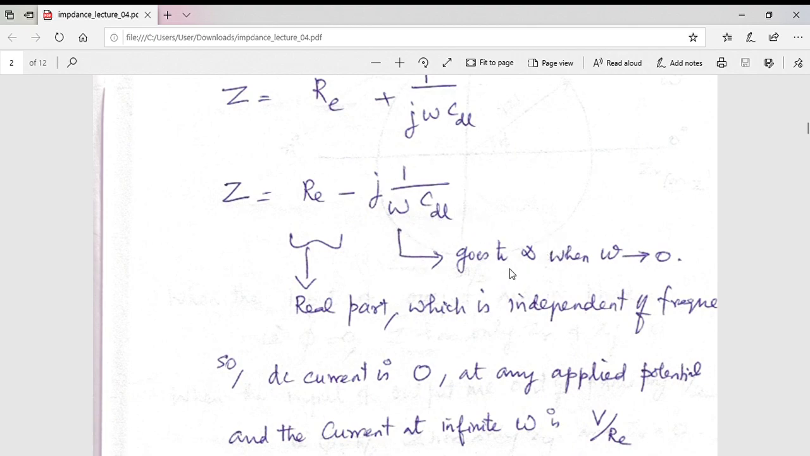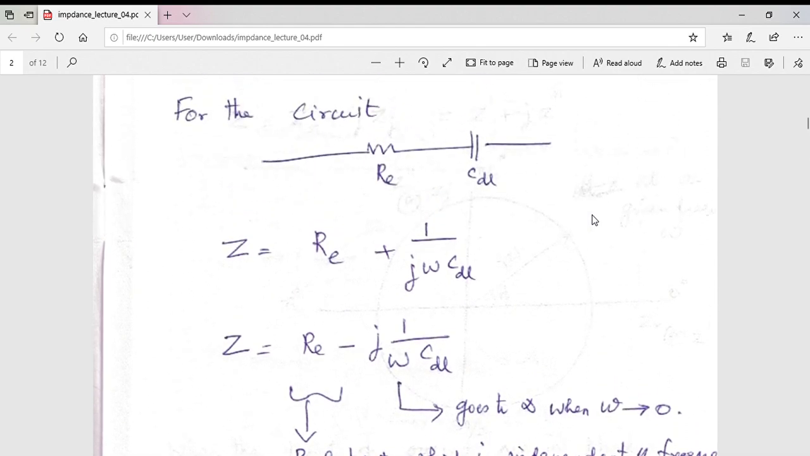As we discussed yesterday, if the frequency goes to infinity, this term will disappear. What it means is the capacitor acts like a short, so the current will go through it, and it will be simply like a wire, which has zero potential drop.